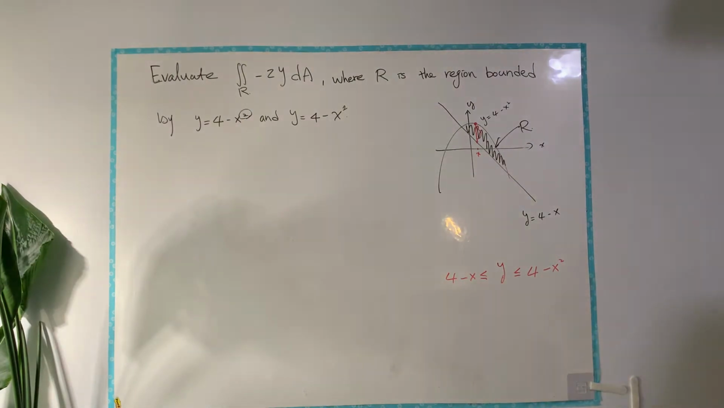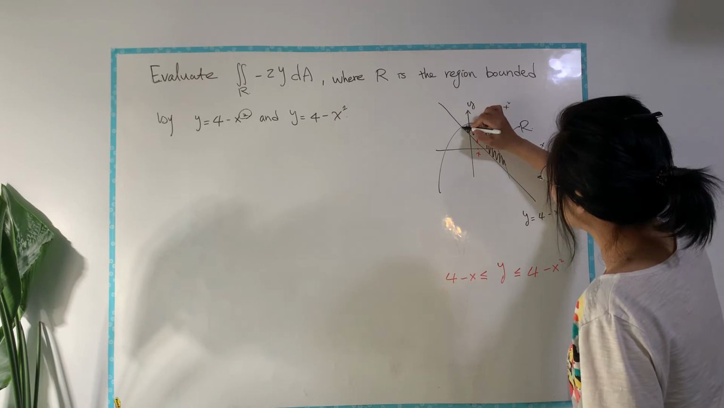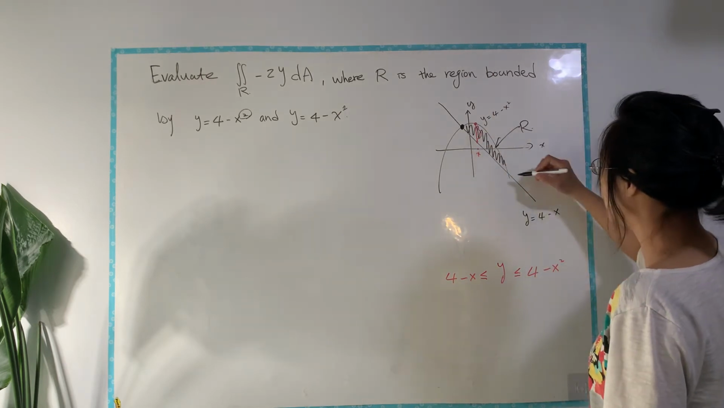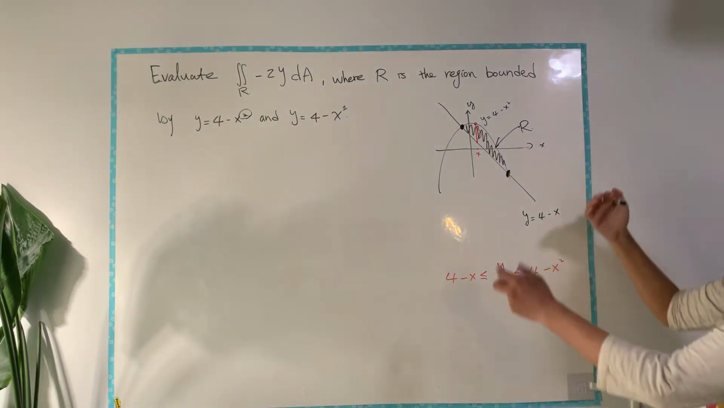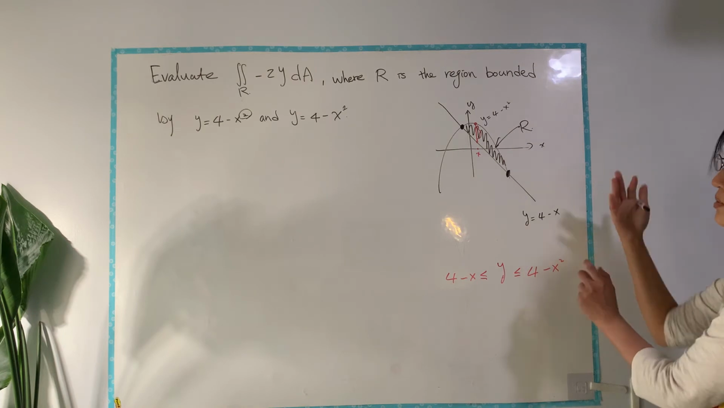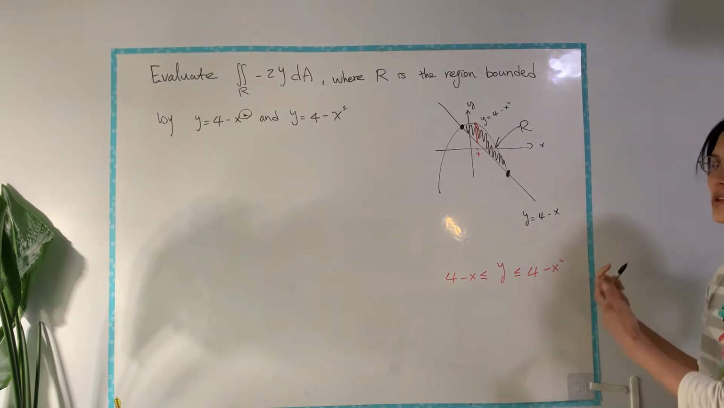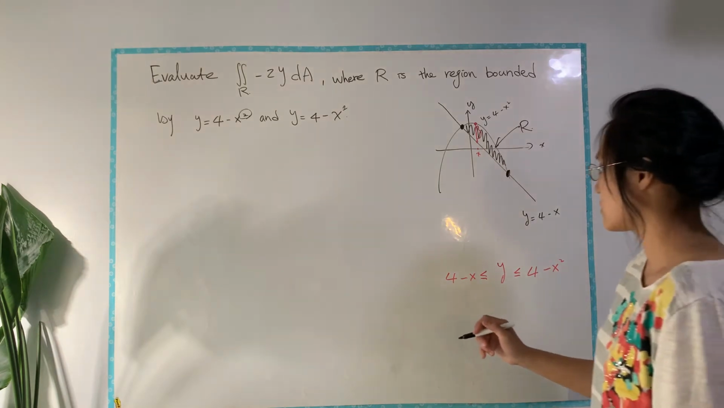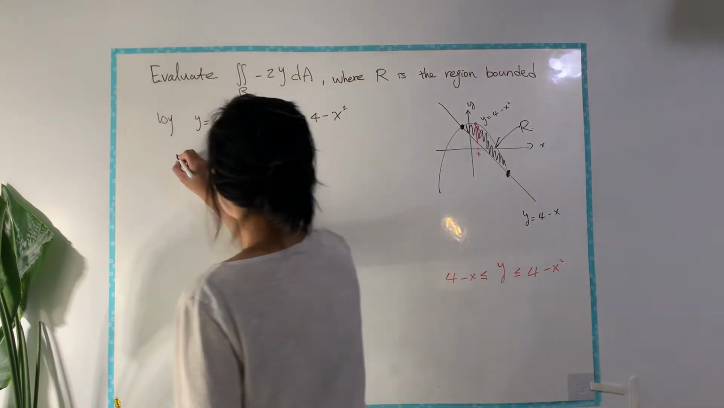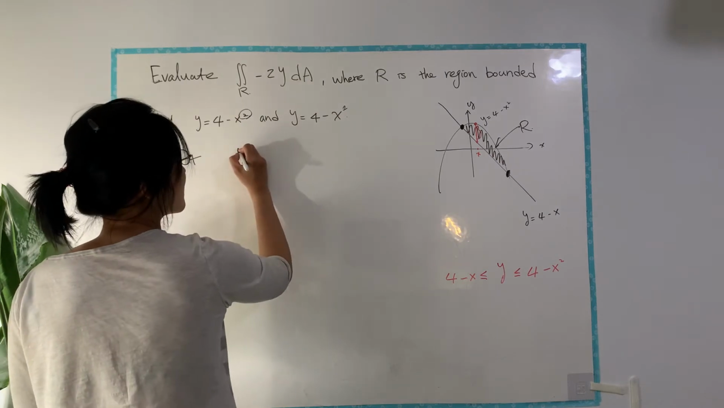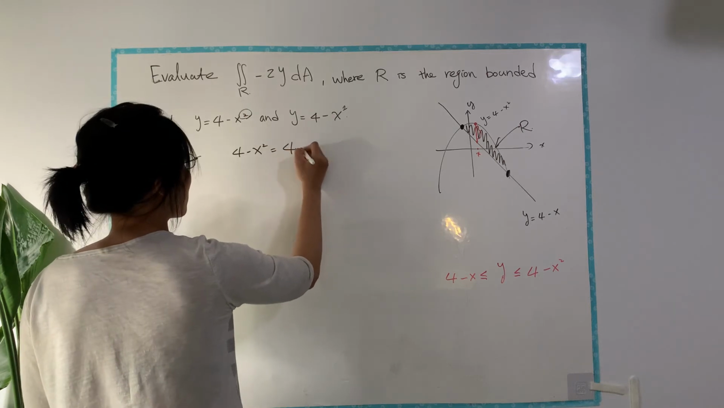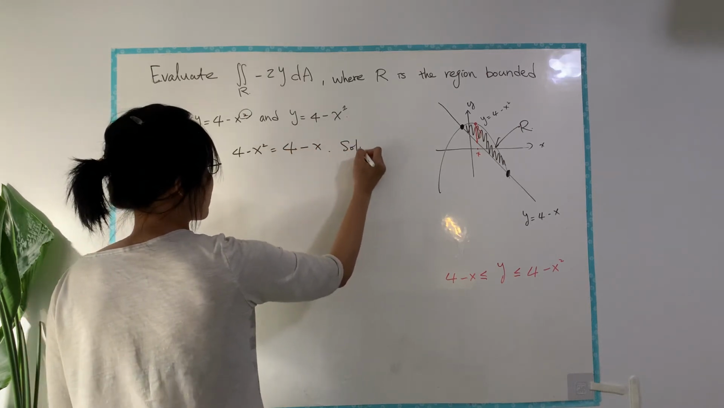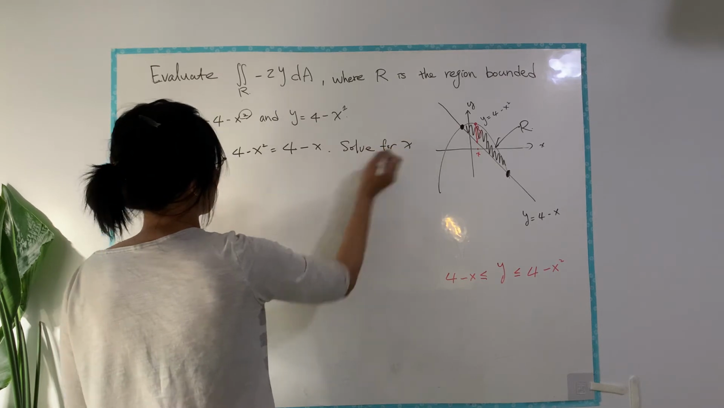But we're not just looking at any arbitrary x value. We only care about the x values starting from this intersection point to this intersection point. Okay, so from the graph we know that we're supposed to have two intersection points, but in reality we don't know where they are yet, so we have to work on that. All right, so set 4 minus x squared equal to 4 minus x, and solve for x.